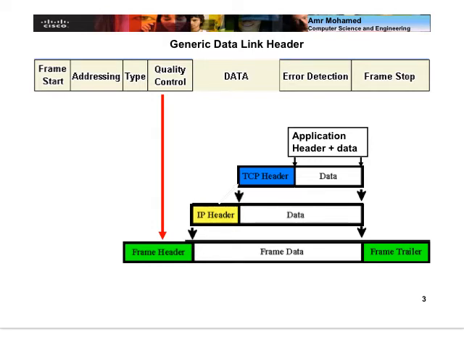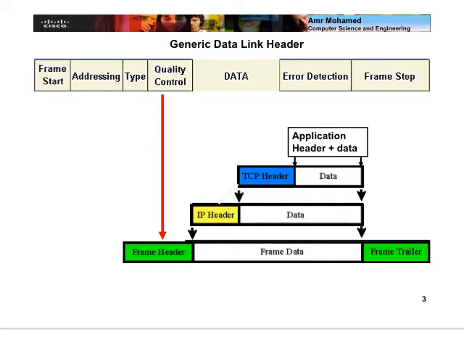So the header, as usual, uses addressing, and it uses a type which tells the upper layer what type of protocol exists in the upper layer, which is, of course, 99% IP. And of course, some quality control, which we will talk about. The trailer itself has error detection codes. So error detection is done as part of the trailer in the data link layer.